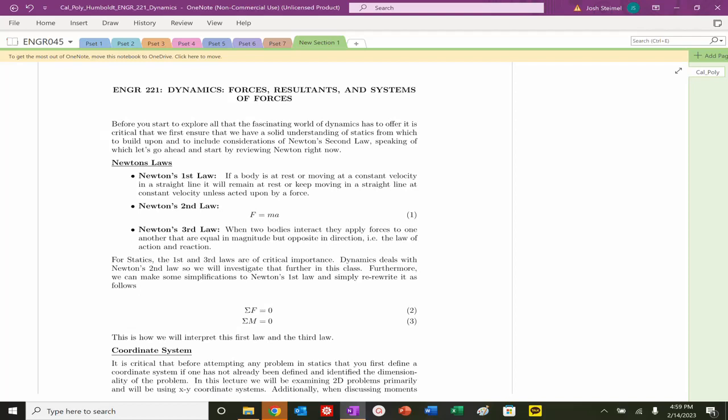You're going to deal with Newton's second law, but we need to have that solid foundation of statics in order to build into dynamics. So that's the critical aspect of what we're going to be doing here today. Specifically, we're going to look at forces, resultants, and systems of forces, and we're going to focus on friction.